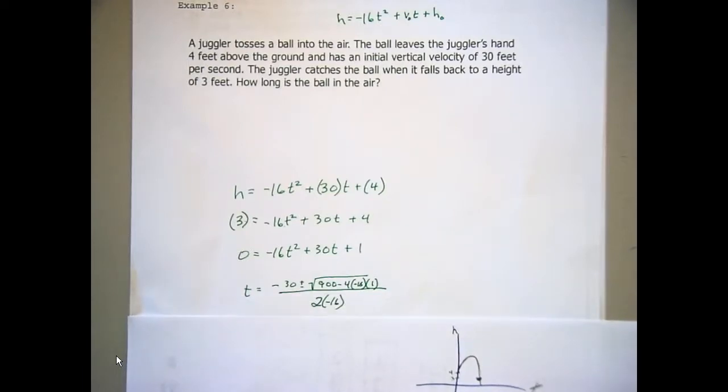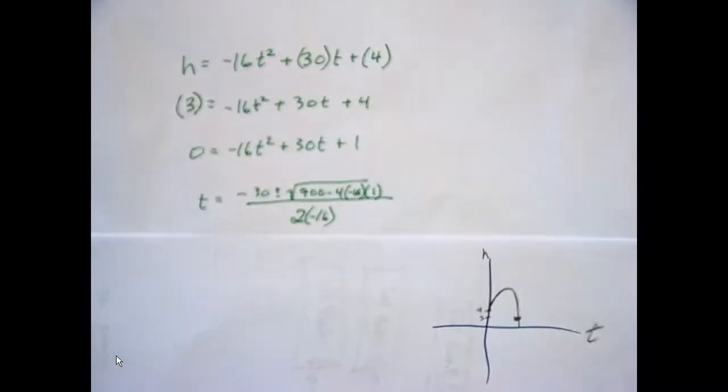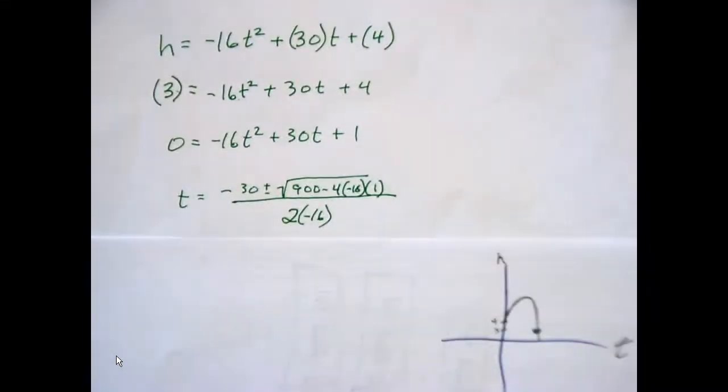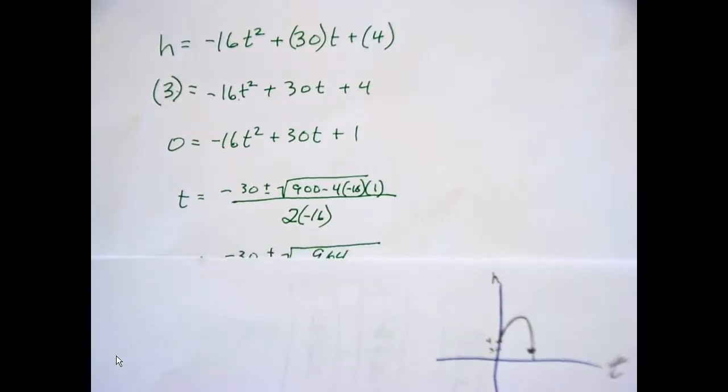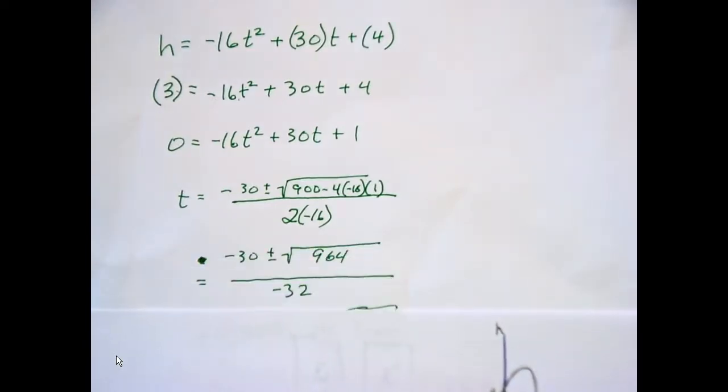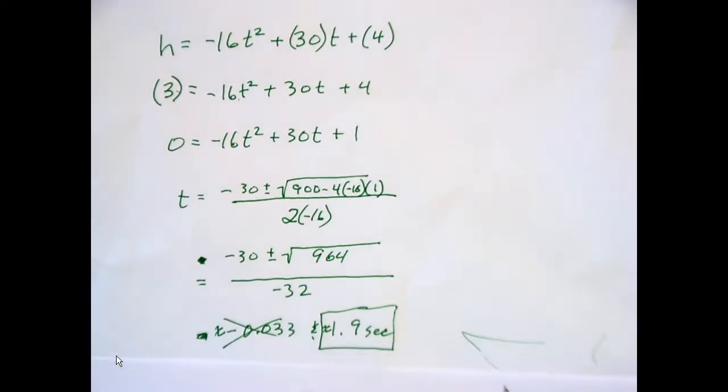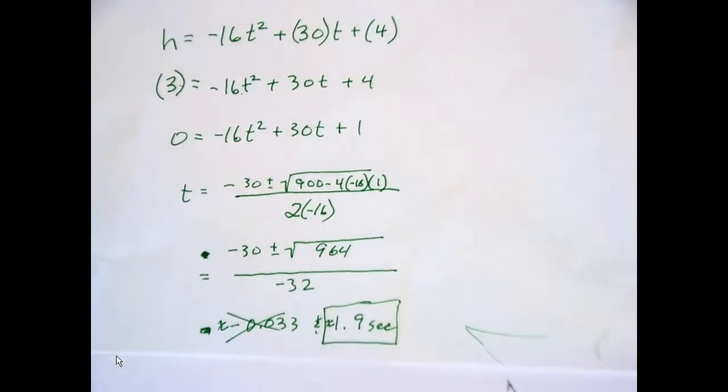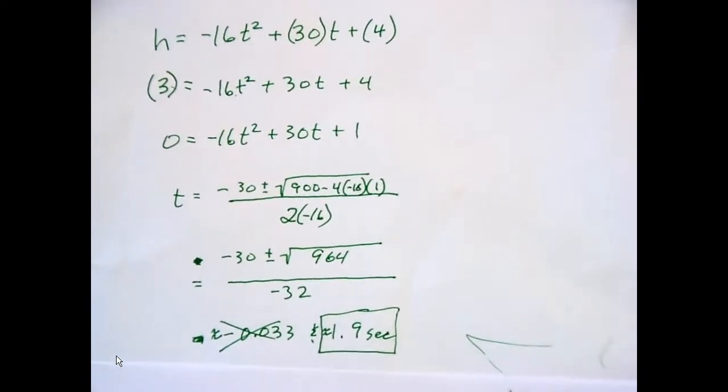All right, I'm going to zoom into the work here. Now, I used the quadratic formula, and I ended up with 2 different answers. Approximately negative 0.33333. Well, that can't be negative, right? You can't have a negative time. And then approximately 1.9 seconds, which is the correct answer. The ball is in the air about 1.9 seconds.